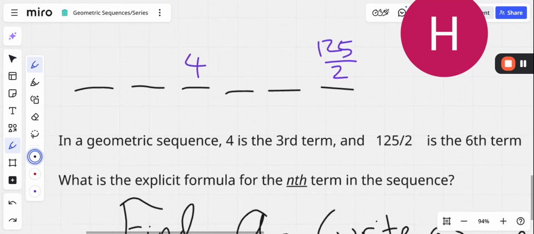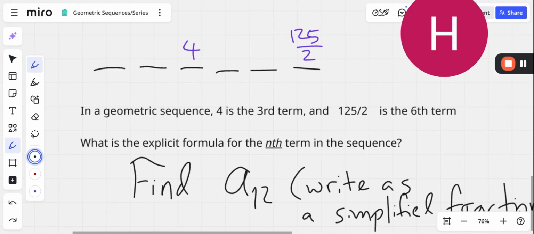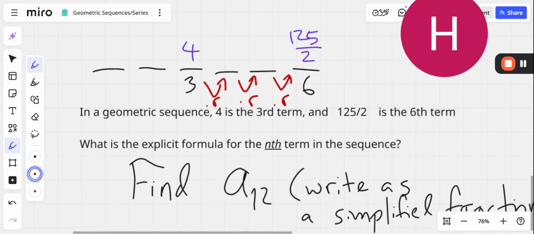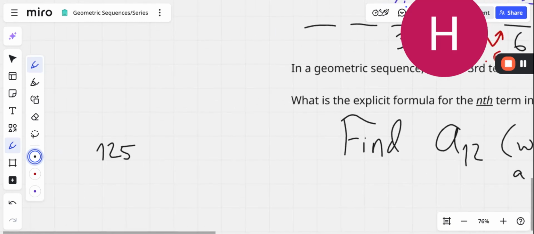Okay, now let's tackle this question. In a geometric sequence, 4 is the third term, and 125 over 2 is the sixth term. What is the explicit formula for the nth term of the sequence? Well, we have to realize how many jumps occurred between the third term and the sixth term. That would be times r, times r, and then again, times r. So what we could say here is that 125 over 2 equals 4 times r cubed.